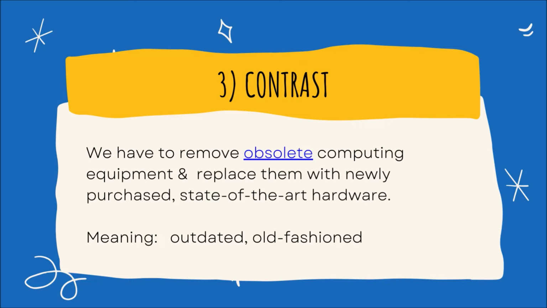The third one is through contrast. For example, we have to remove obsolete computing equipment and replace them with newly purchased state of the art hardware. So, you're not sure of the meaning of the word obsolete, but here the contrast of obsolete is given: newly purchased state of the art hardware. I'm sure you know the meaning of new. So, you can try to guess the meaning of obsolete by looking at the contrasting meaning. Here you can guess the meaning of obsolete is outdated or old fashioned.